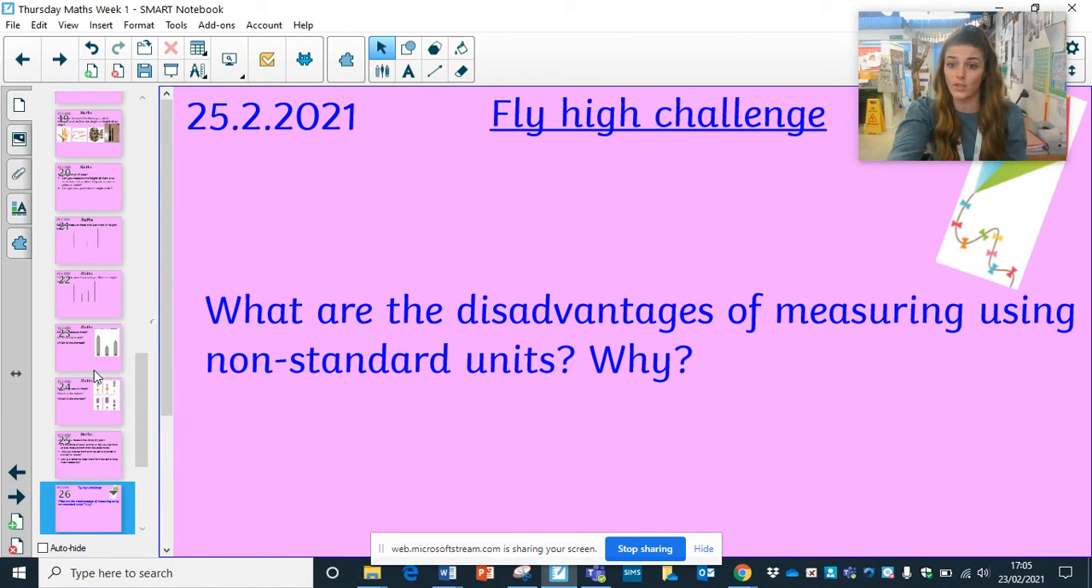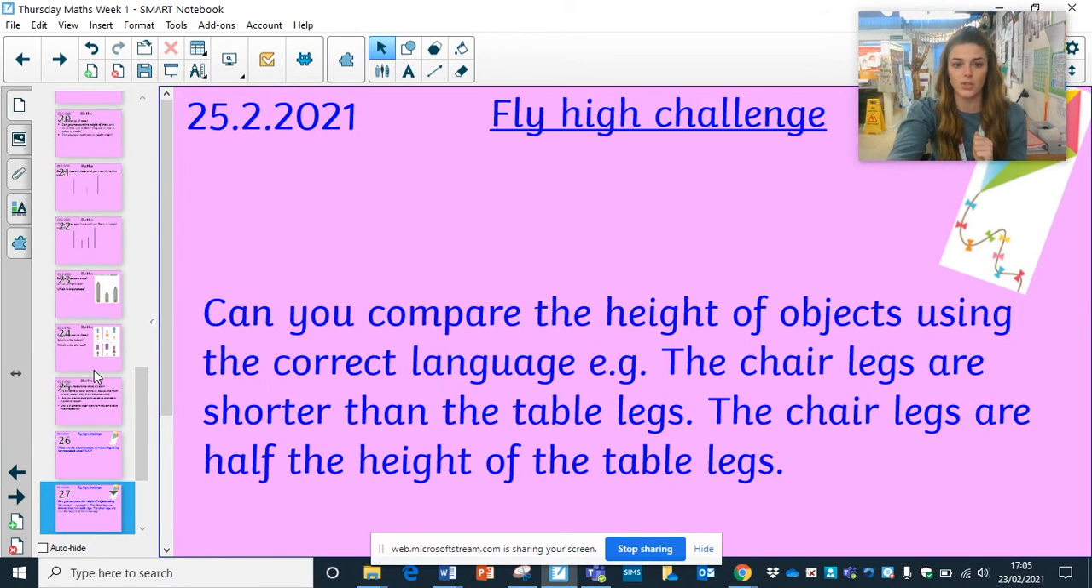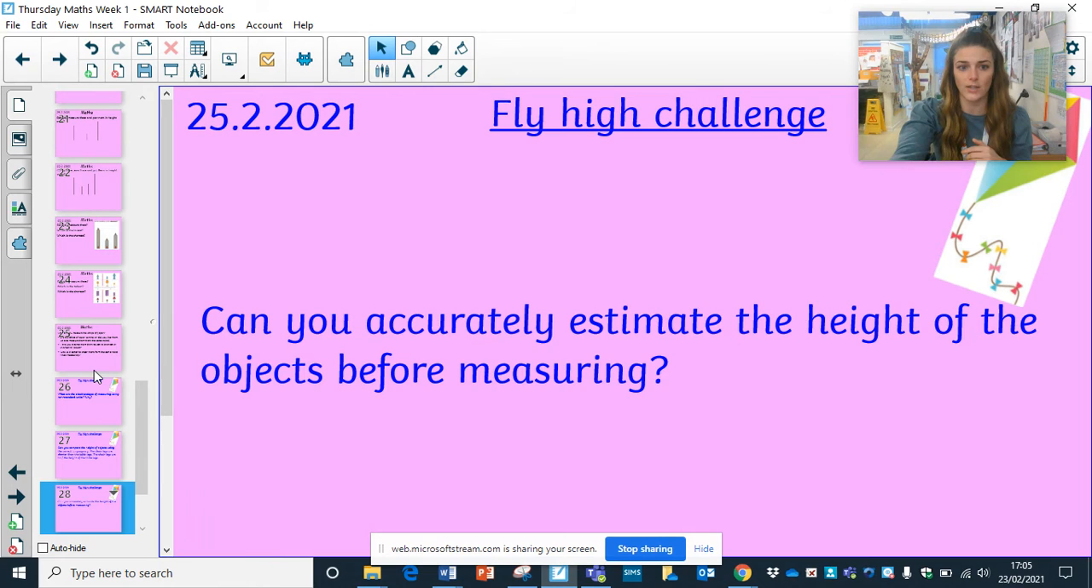So what are the disadvantages of measuring using non-standard units and why, to explain your thinking? Did mention that before, so you can always go back and have a little look to support you with answering that question. Can you compare the height of objects using the correct language? So the chair legs are shorter than the table legs. The chair legs are half the height of the table legs. So really comparing and using that language about taller, shorter, and the half of the height or double the height of. Okay, that's quite challenging.